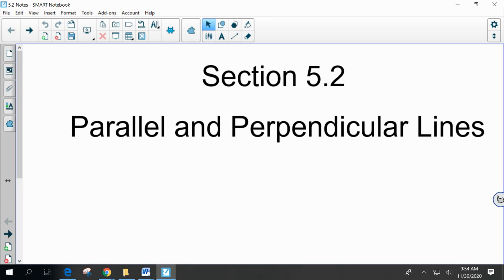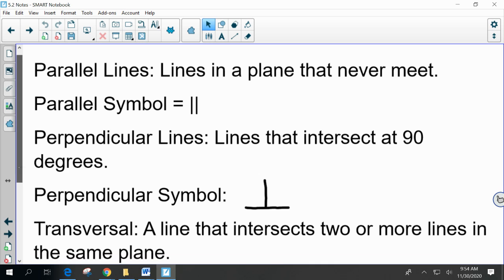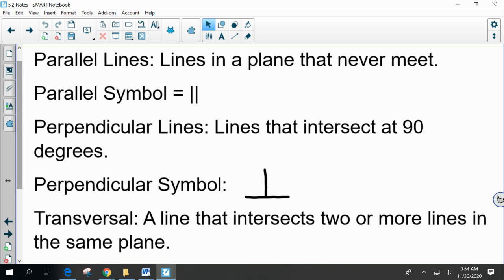Okay, so this is section 5.2, parallel and perpendicular lines. You're going to need to pause your video and write these vocab words down. Parallel lines are lines that are on the same plane and they never intersect. The symbol looks like two L's or two parallel lines.